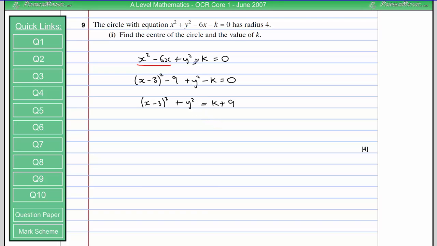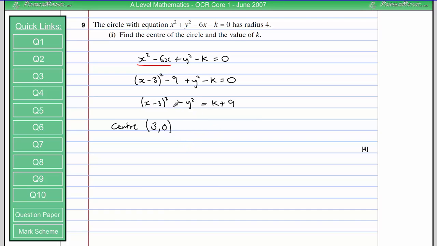Now if we'd had a term involving y and not just y squared, we would have had to complete the square for that as well, but we don't, so that stays as it is. Because when we've got the equation in this form, it tells us something about the circle. It tells us that the centre is going to be whenever this bracket equals 0, so that's when x is 3. And if we had a bracket here as well, it would be whenever that bracket equals 0, but there isn't a bracket, so it's just when y equals 0, so I get 3, 0.